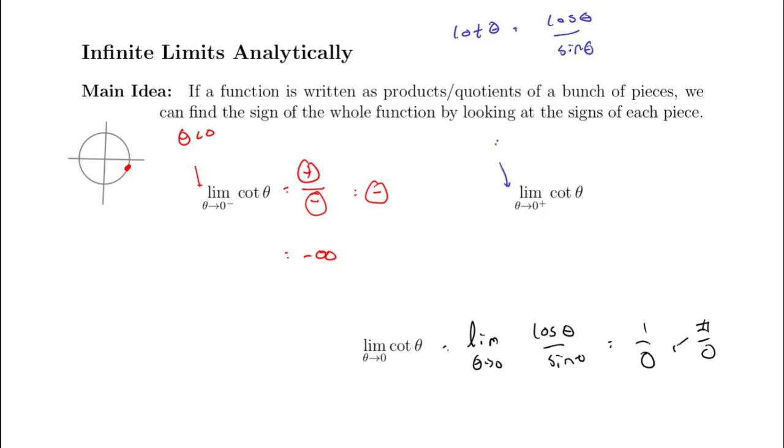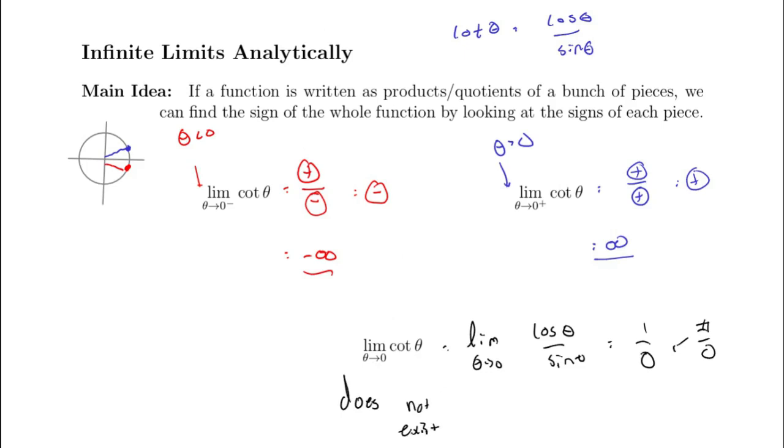Now what we'll notice is that when we think about angles that are a bit bigger than 0, we're looking at points in this quadrant. And you'll notice that cosine and sine are both positive there. So this is positive over positive, meaning the sign is positive. And so this behavior is infinity. The left side limit is negative infinity, right side limit is infinity. So all we can say for this two-sided limit is that it does not exist.